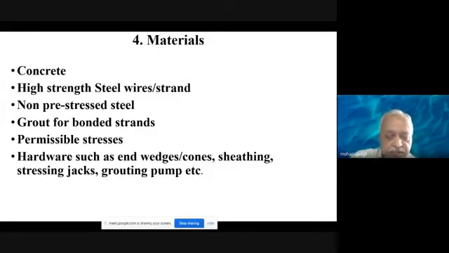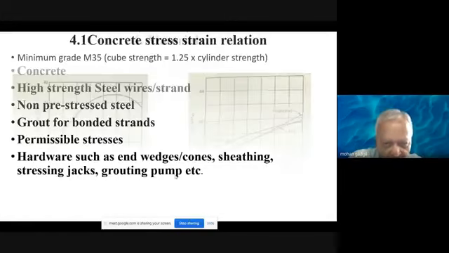As far as materials in prestressed concrete are concerned, we have got concrete, high strength steel wires, and non-prestressed normal reinforcement is also required. Grout for bonded strands. Strands are of two types, either bonded or unbonded. If you have got the bonded concept, then you have to do the grouting, so you require grout. Then you have got permissible stresses for different materials, and you need lots of hardware for prestressed concrete like wedges, sheathing, then stressing jacks, grouting pump, and so on and so forth.